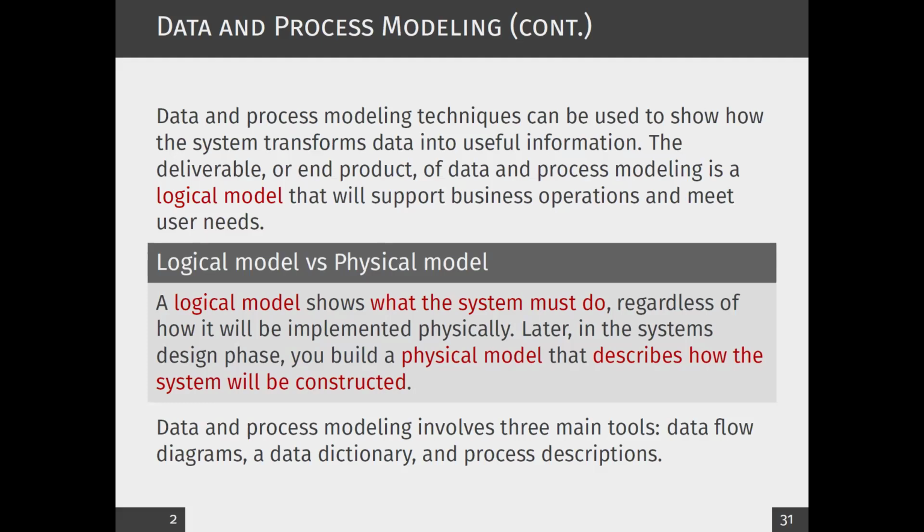So under the logical models, we simply try to represent what the system must do. And we are not going to focus on any implementation. And then the next one will be the implementation part, and that is known as the physical model, right? So under the physical model, we can describe how the system will be constructed. So under this one, we are going to discuss 3 different tools. We'll start with the data flow diagram. Then we are going to talk about the data dictionary. And then we are going to talk about process descriptions.